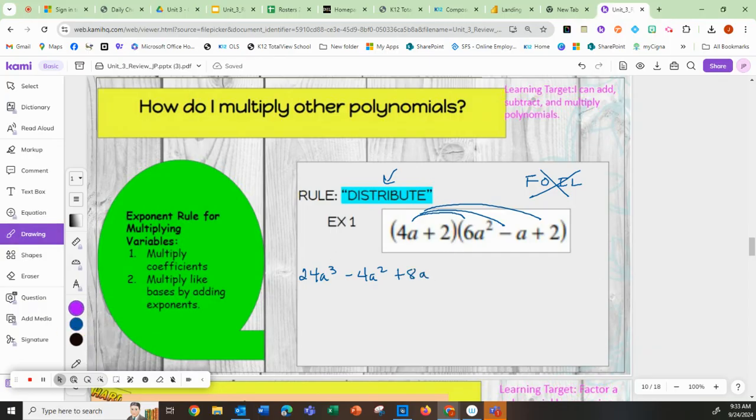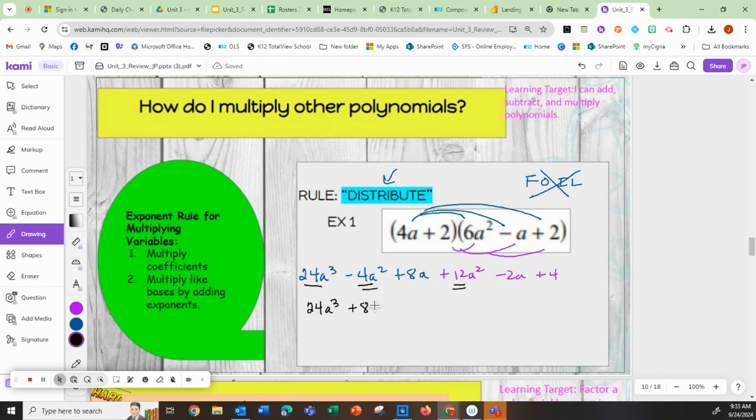And I'll switch colors so you can see what I'm distributing next is the 2. So I get +12a squared, -2a, and +4. Then I combine like terms, looking at the highest degree term first. So it's going to be the a cubed. There's only one a cubed term, so I bring it down. I have 2 a squared terms.